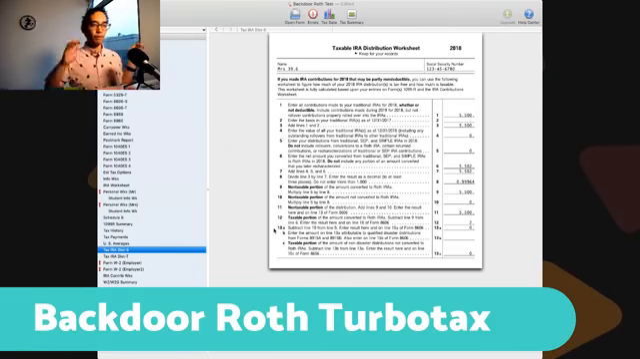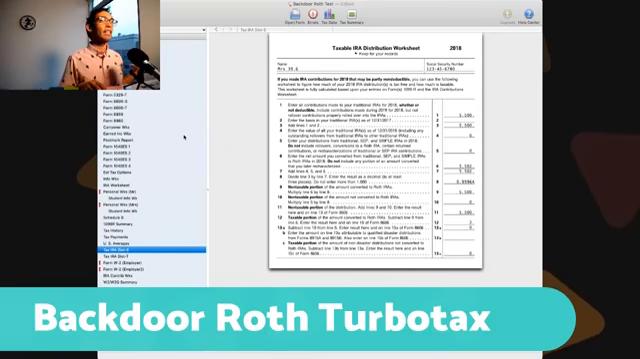If you're paying tax on the full $5,500, then the whole point of doing a backdoor Roth is completely lost, because now you're paying more money in tax, and the whole idea was to save you some money in tax.